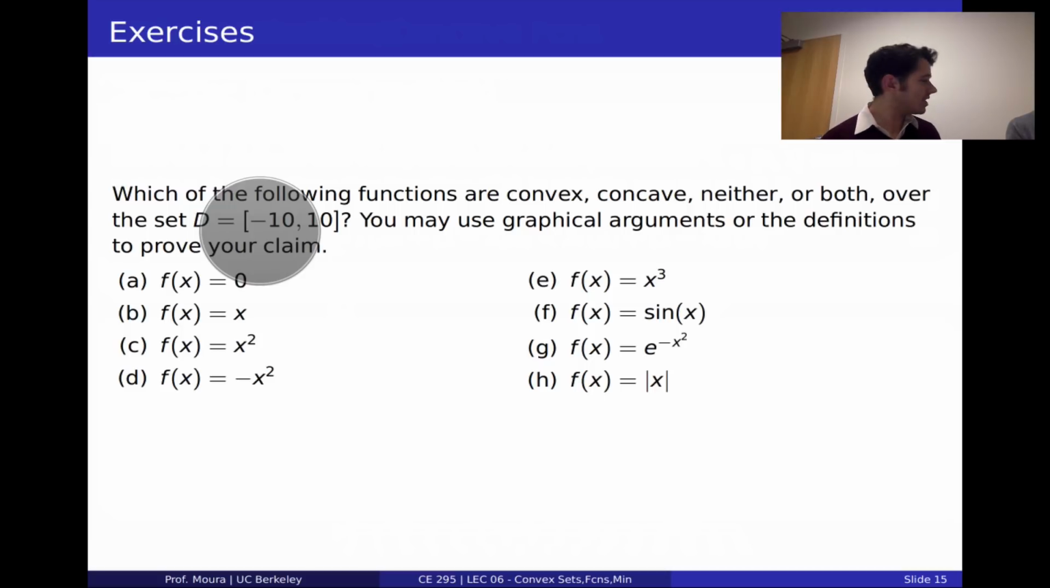Let's just go through a few of these. We won't go through all of them, just to test our understanding. So, hope you don't mind if I put you on the spot here. We can use graphical arguments here. So let's think about the trivial function f of x equals 0. So what do you think about this? Is this convex, concave, neither, or both? I would say that's both. That's a line, so it has the equality of both concave and convex.